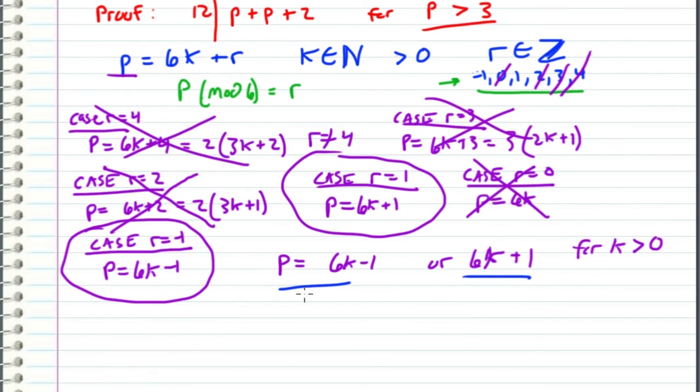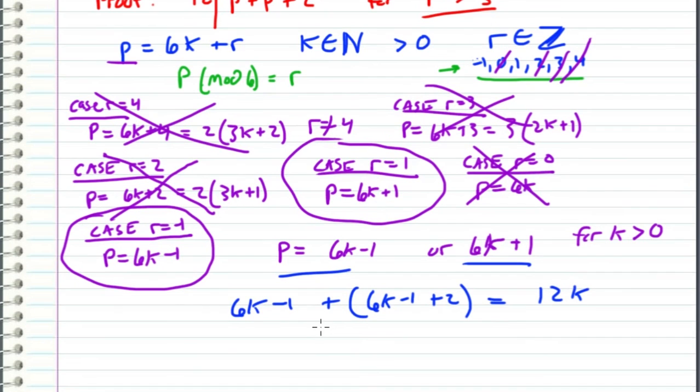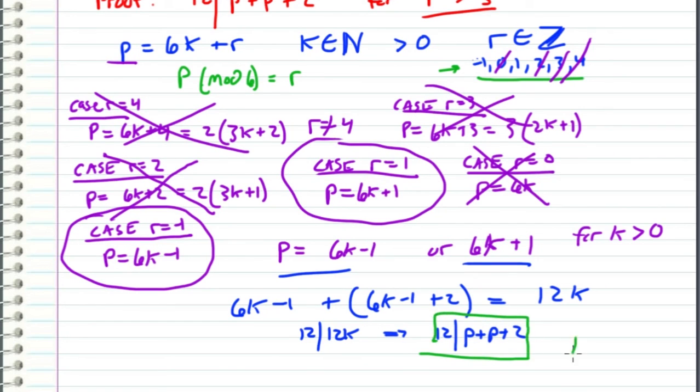So if we have p, it'll be 6k minus 1, and then if we have p plus 2, it'll be 6k minus 1 plus 2, which is equal to 12k. And by definition of division, we can reason that 12 divides 12k. Therefore, 12 divides p plus 2, which is what we set out to prove, and therefore the proof is done.